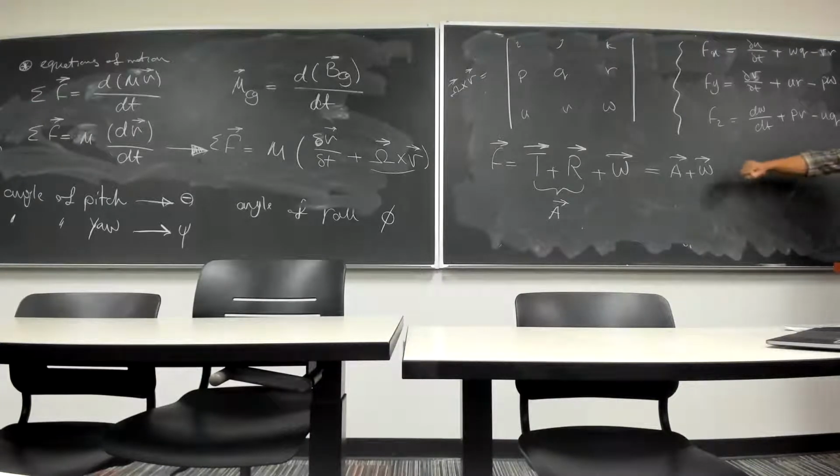So we have these forces in a vector form, and we have these equations. The next step would be to find the components of each force, right? Components of the aerodynamic force, let's call them AX, AY, and AZ at this point. But what about the components of weight?